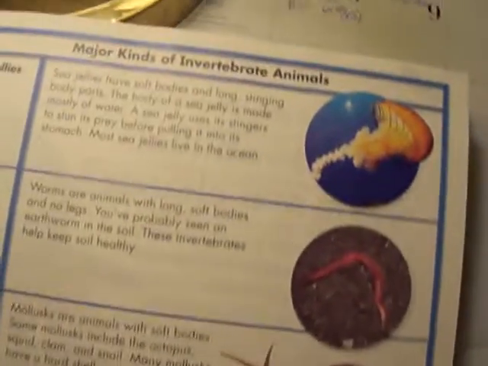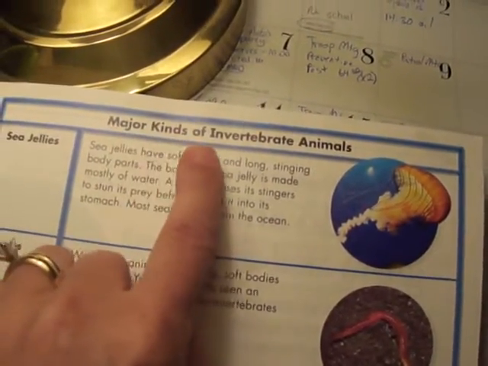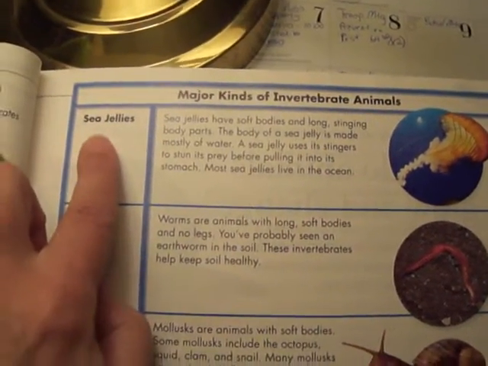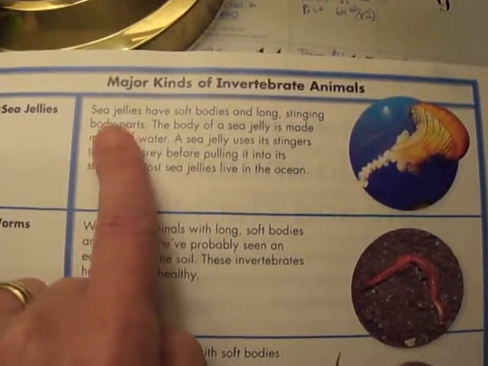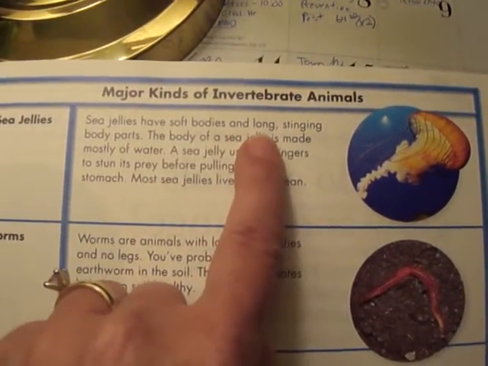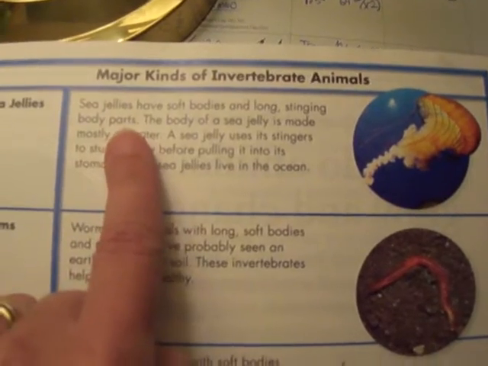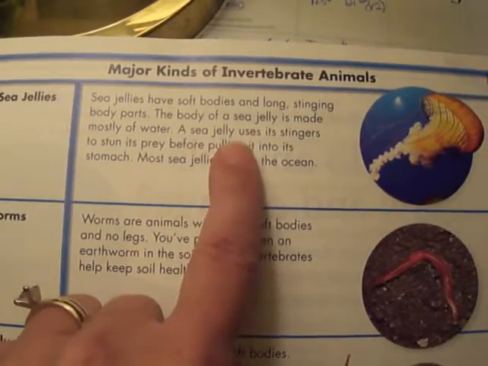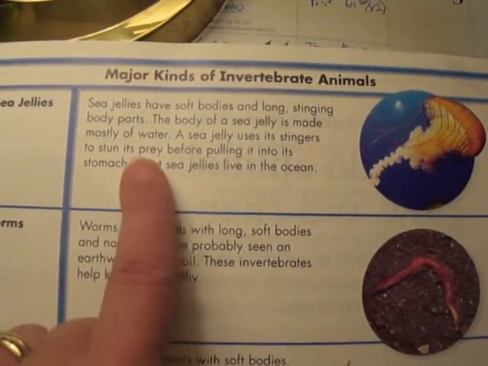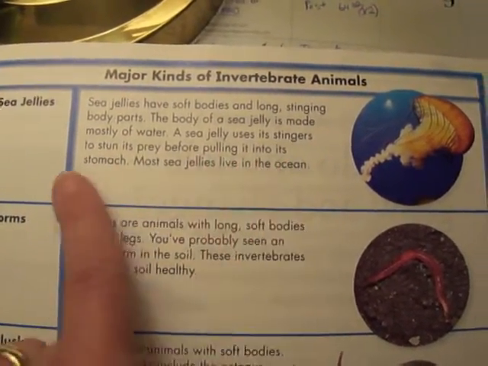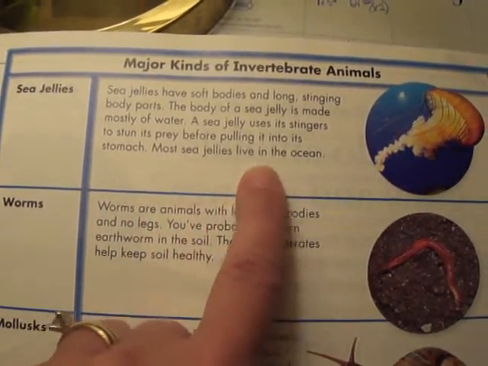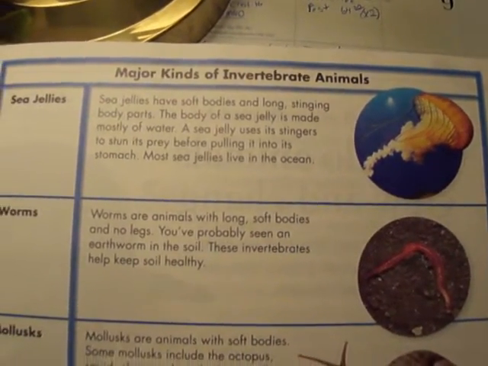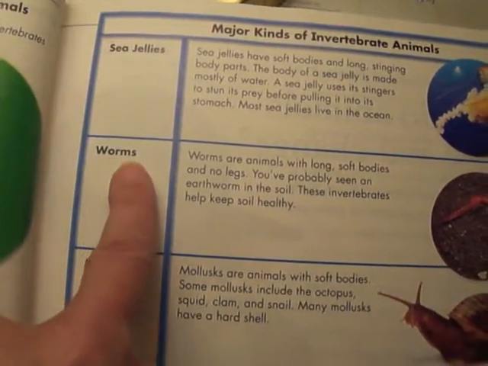As we have a chart that says major kinds of invertebrate animals on page 43. And first it talks about sea jellies. Sea jellies have soft bodies and long, stinging body parts. The body of a sea jelly is made mostly of water. A sea jelly uses its stingers to stun its prey before pulling it into its stomach. Most sea jellies live in the ocean. And there's an example of what one looks like.